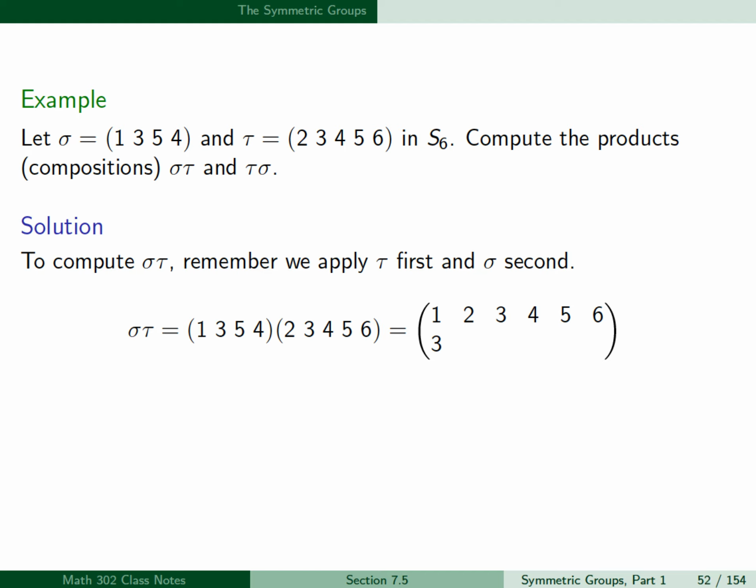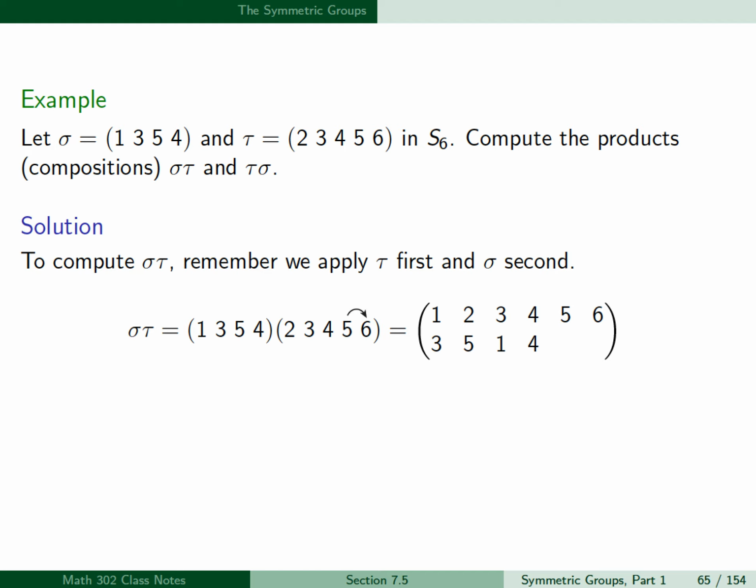Next, we'll look at 2. In tau, 2 maps to 3, and in sigma, 3 maps to 5. So that tells us that in the product, 2 maps to 5. Next, let's look at 3. So in tau, 3 maps to 4, and in sigma, 4 maps to 1. So in the product, 3 maps to 1. For 4, in tau, 4 maps to 5, and in sigma, 5 maps to 4. So that means that in the product, 4 will map to 4.